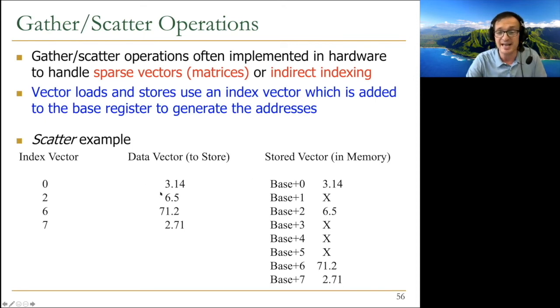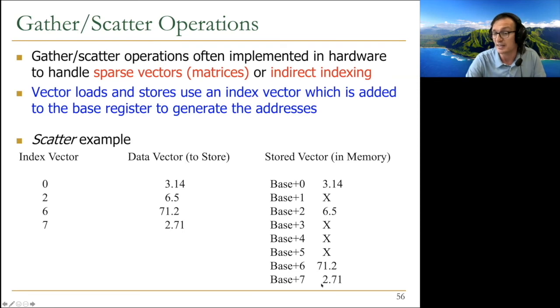The second element in the data vector should be stored to base address plus 2, because that's the second element in the index vector. The third data element should be stored at base address plus 6, as you can see. And the fourth element should be stored at base address plus 7. I just showed you up to 7, but these numbers can actually be large also.